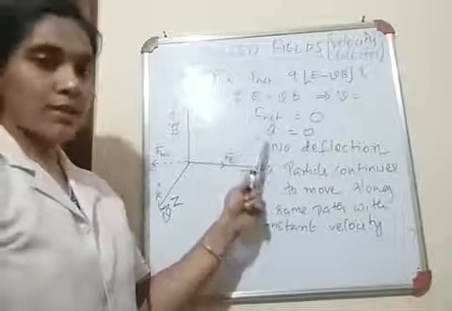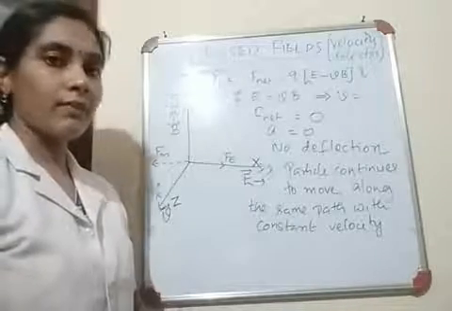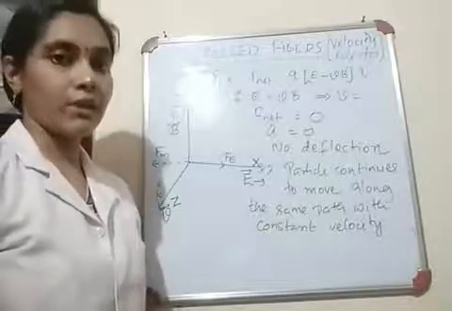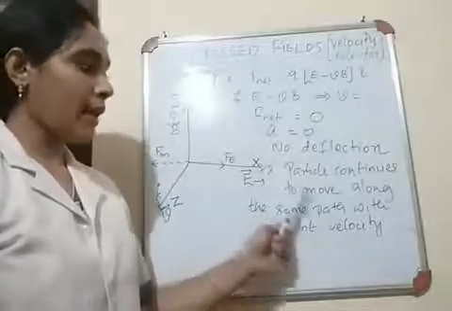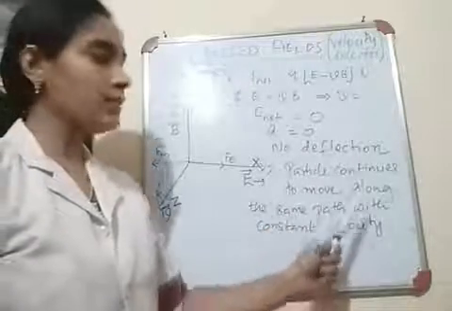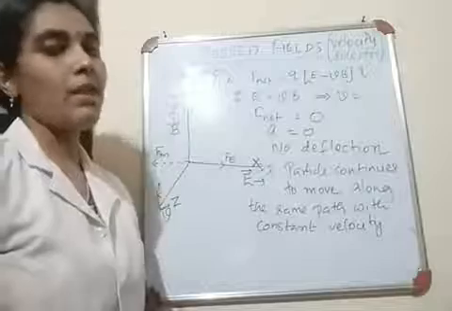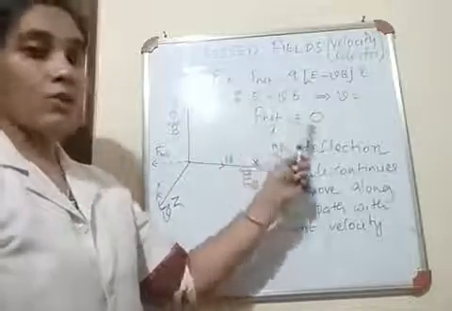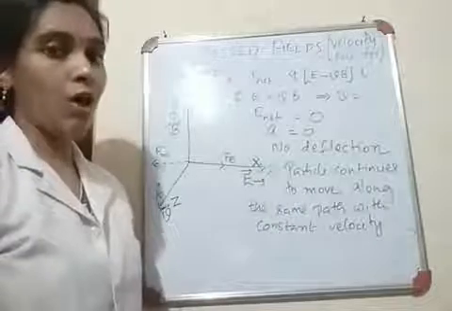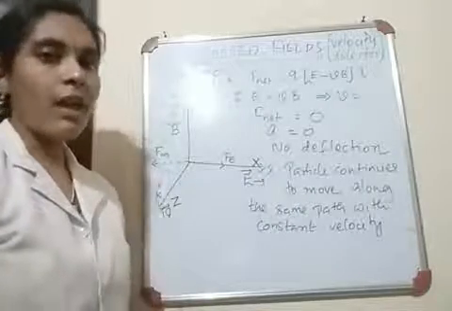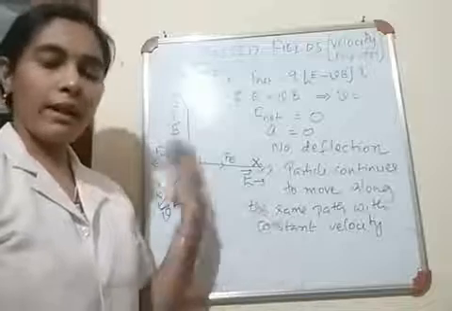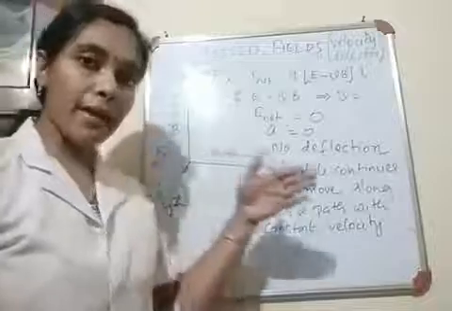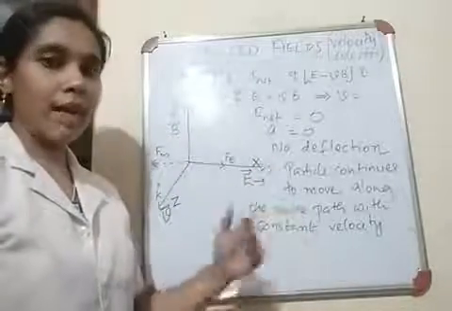And if the net force is 0, the acceleration on that particle will be 0. That means there won't be any deflection for that particle. That particle continues to move along the same path with constant velocity when E is equal to VB in a crossed field. We had discussed the same case in the previous sessions. That means whenever the particle enters parallel to the magnetic field, the same thing happens.